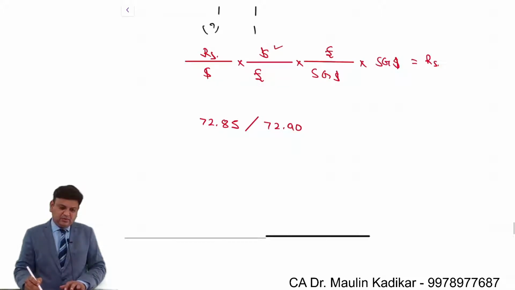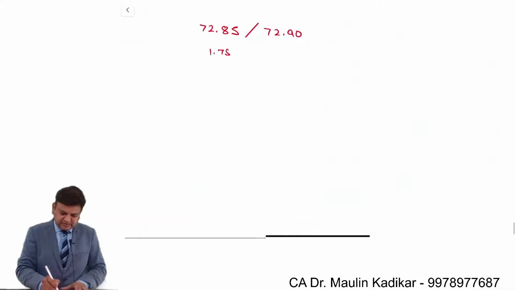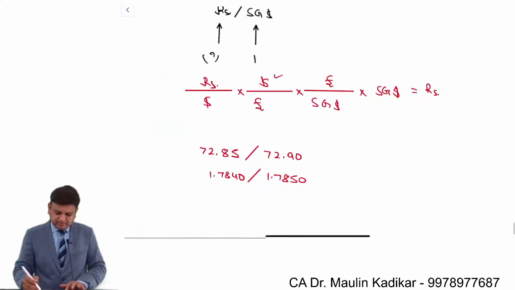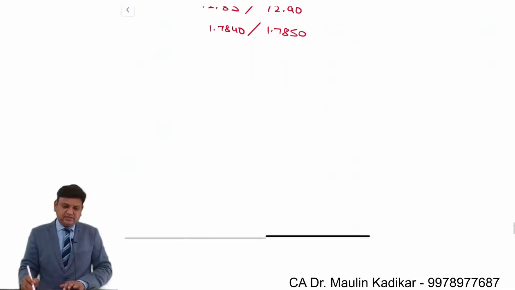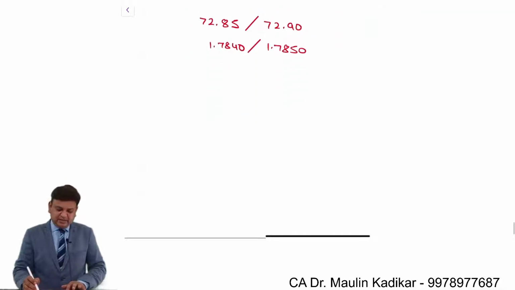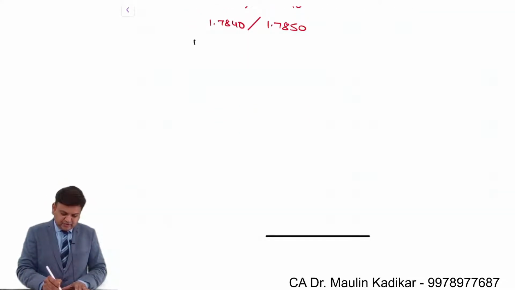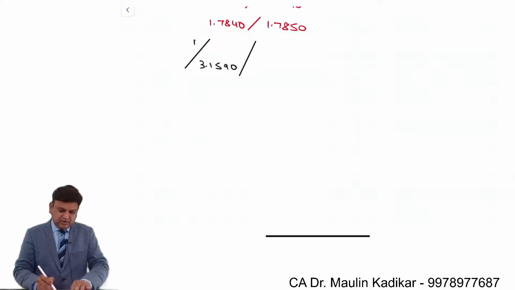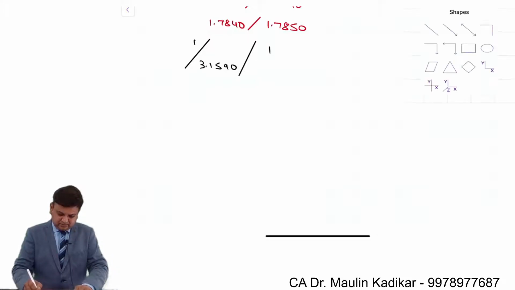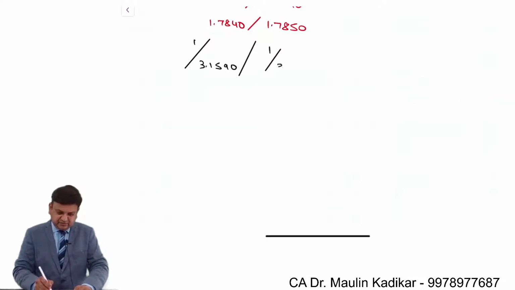I want dollar per pound, the same is given. So 1.7840 slash 1.7850. I want pound per Singapore dollar. However, Singapore dollar per pound is given to us. So we are required to make a reciprocal value. So 1 divided by 3.1590 slash 1 divided by 3.1575.